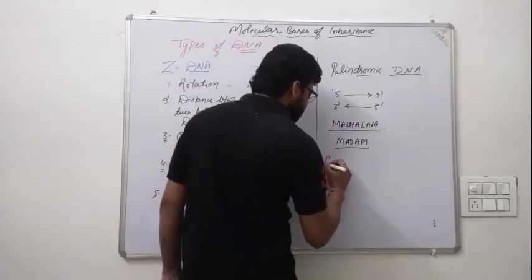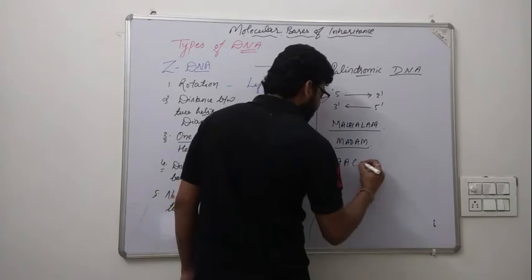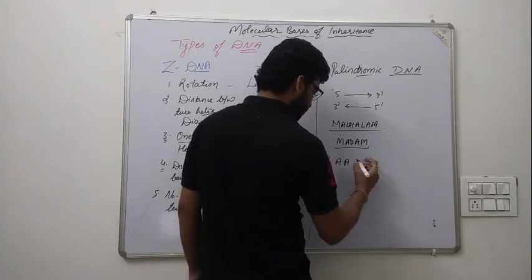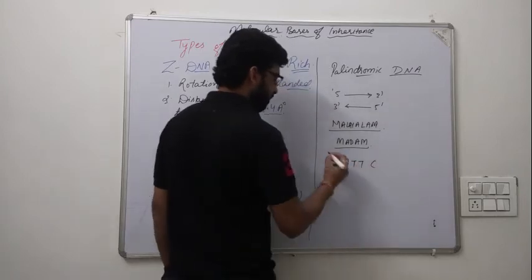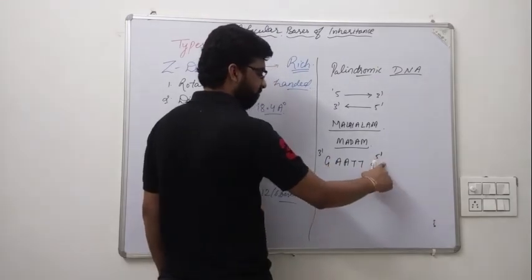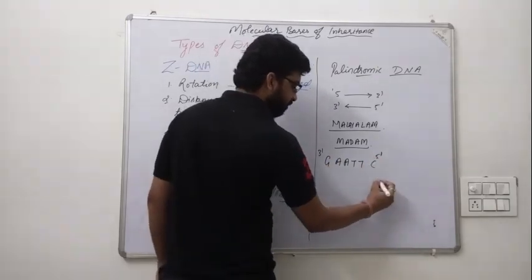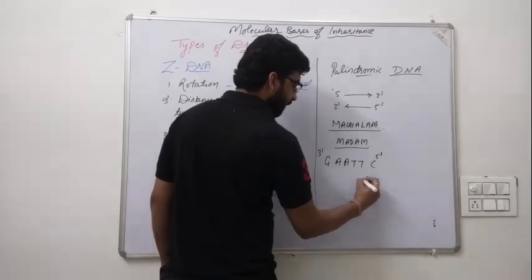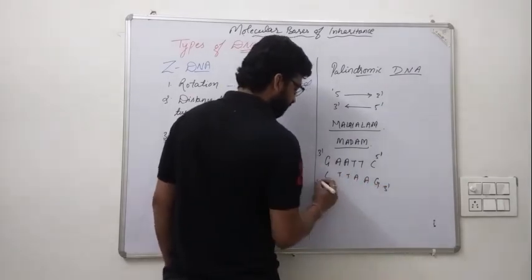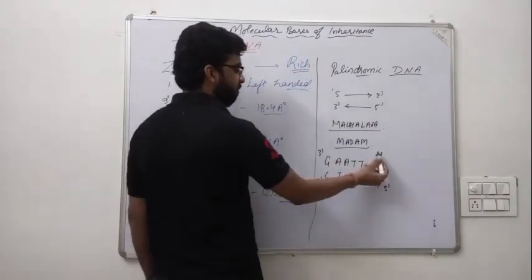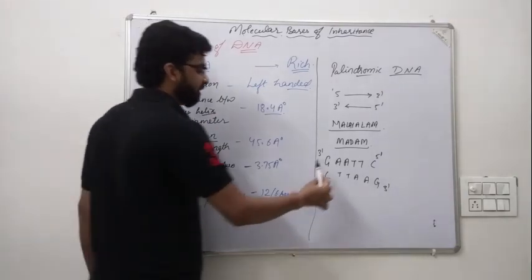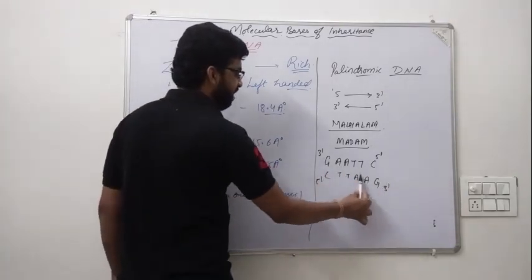A palindromic sequence is GAATTC. If we assume this is 5 prime and this is 3 prime, then C bonds with G, A with T, T, C. It's 3 prime or 5 prime. When we read it 5 prime to 3 prime in both strands, they have an equal sequence, GAATTC, GAATTC.